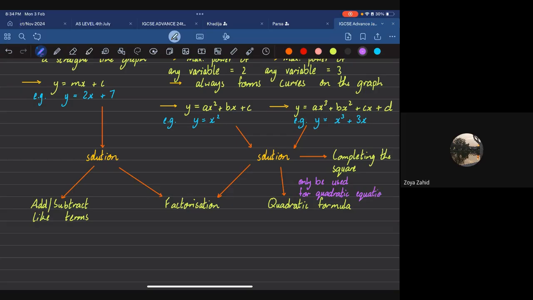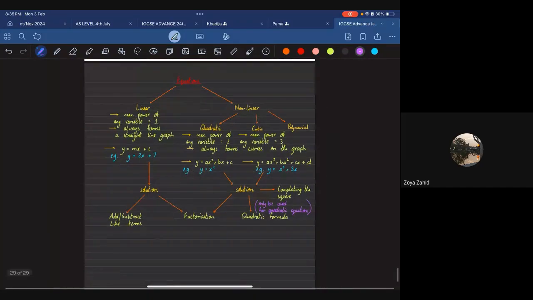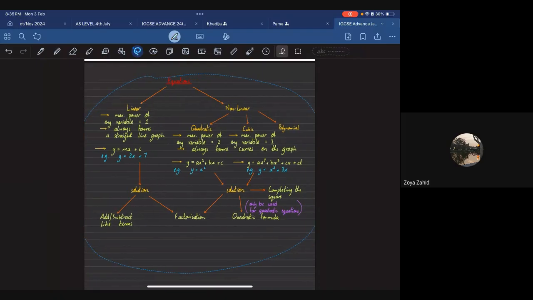So that is how we've just covered the entirety of equations in your syllabus. We've just covered the basics of them, how they work.